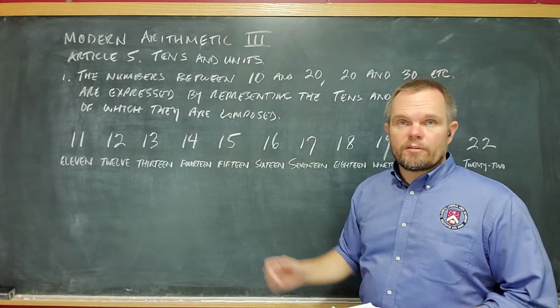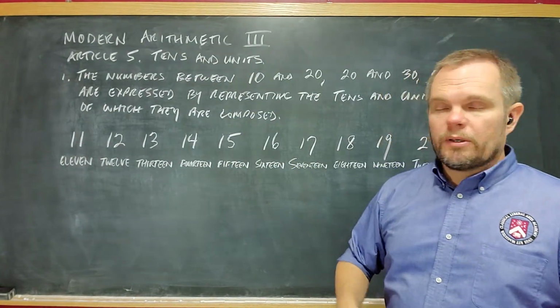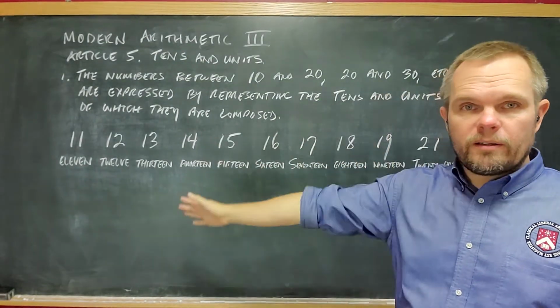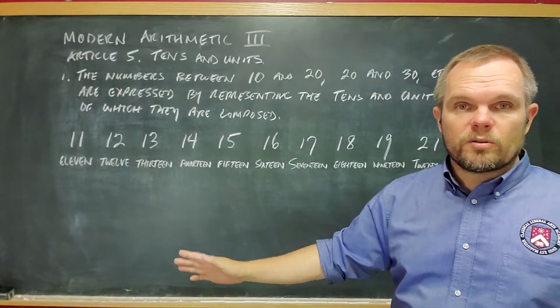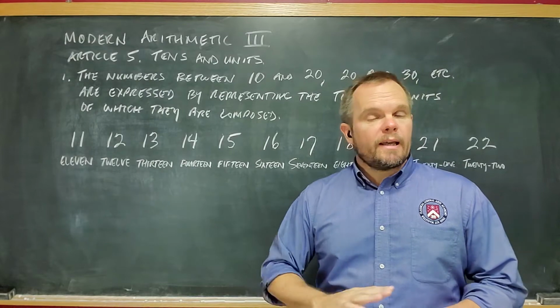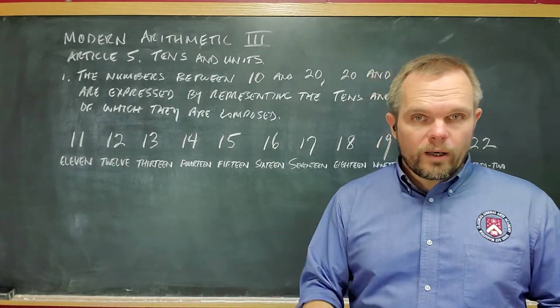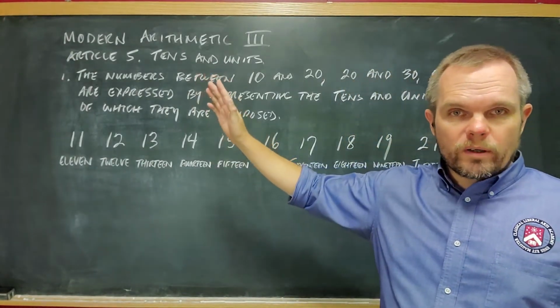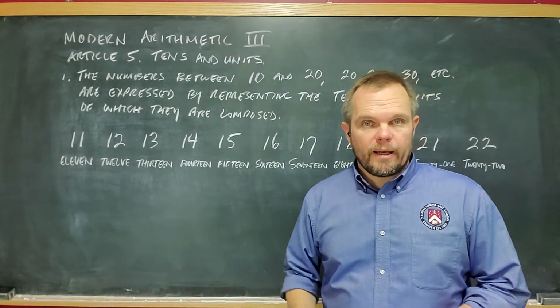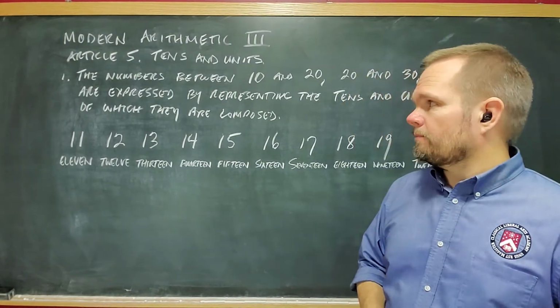So Article 5 is a very important lesson because it gives us all the information that we need to write or read any number from 1 all the way to 100 in Arabic notation.